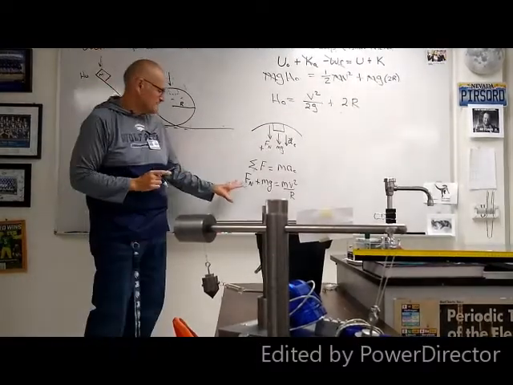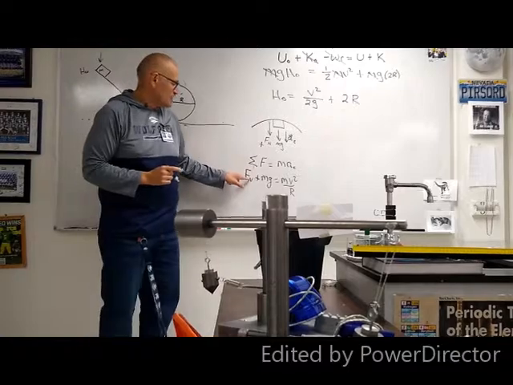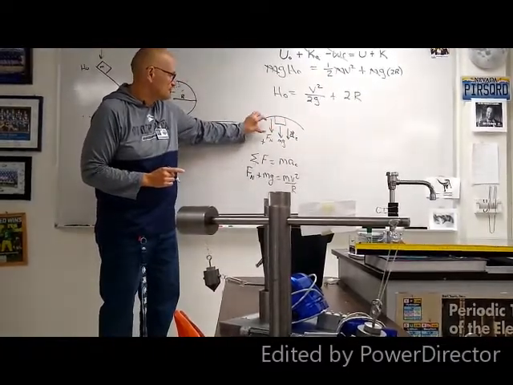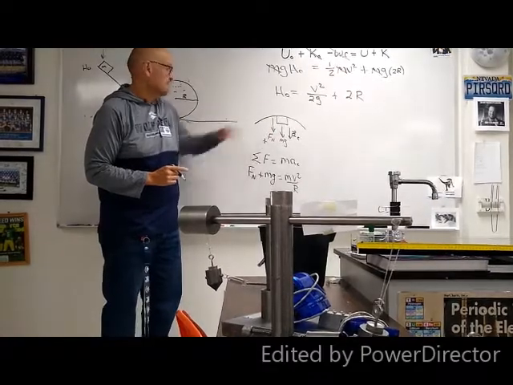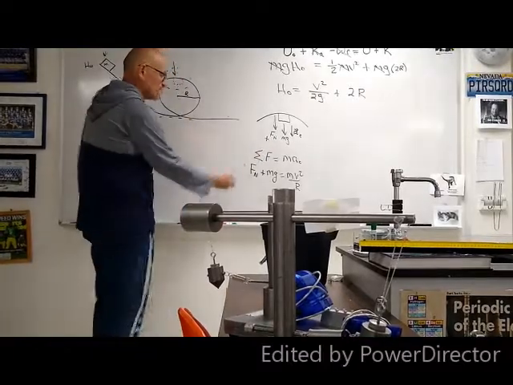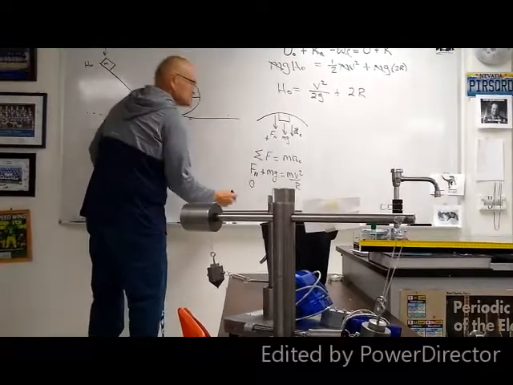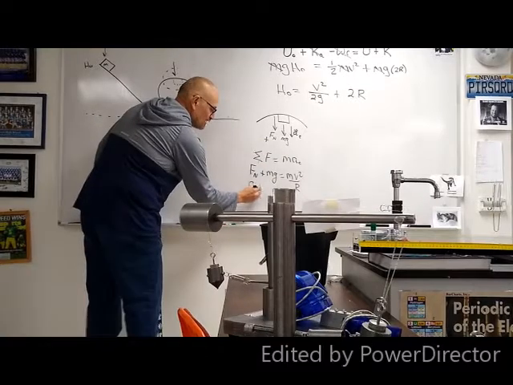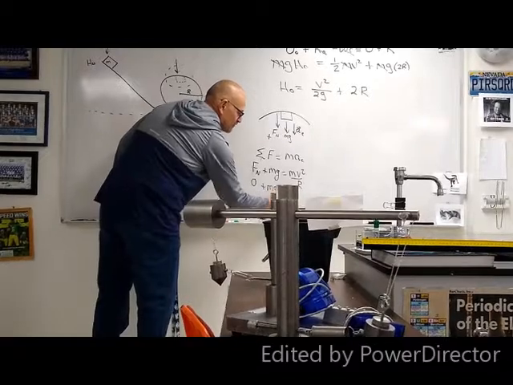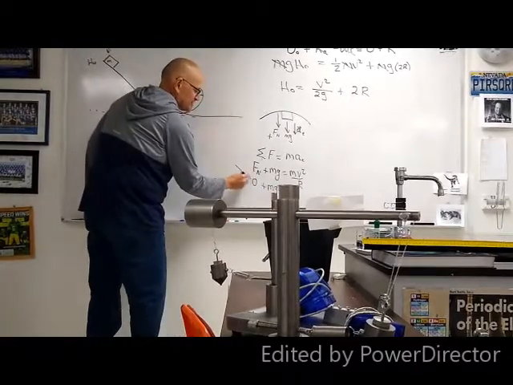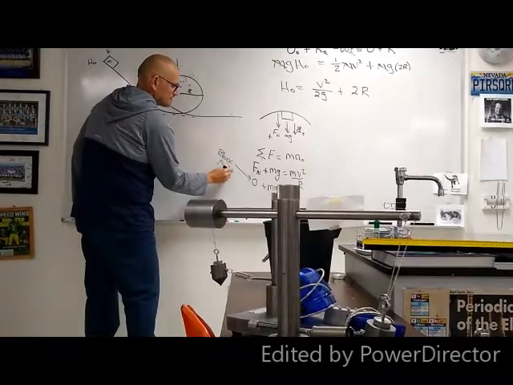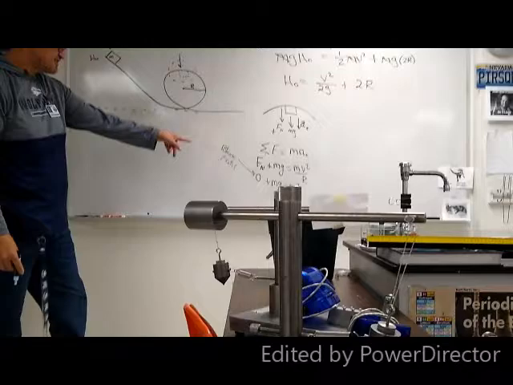When I'm here, take a look at it. What is critical? If I go too slow, what happens to the normal force? If the normal force is 0, what happens to the block? It falls. So when normal force is 0 is what's critical. That's when this could possibly fall. So we'll have here mg is equal to mv squared over r. If that's 0, the block falls.